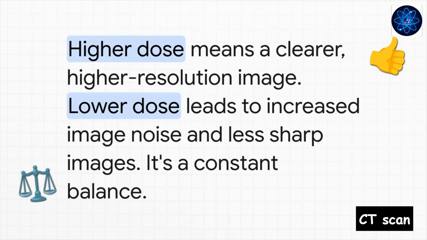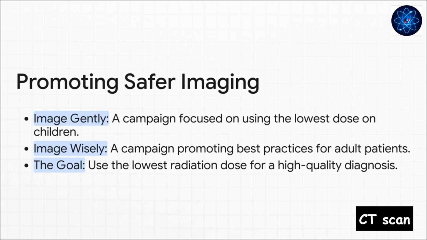So the real art and science of it is finding that perfect sweet spot, using just enough radiation to get a clear diagnosis, but absolutely no more than necessary. And you should know, the medical community takes this dilemma extremely seriously. It's led to these huge safety campaigns, like Image Gently, which is all about lowering the dose for kids, since they're more sensitive to radiation, and for adults, there's a campaign called Image Wisely. The goal for both is exactly the same. Use the absolute lowest dose you can while still getting an image that's good enough to make a diagnosis. It's all about being both incredibly powerful and incredibly responsible.